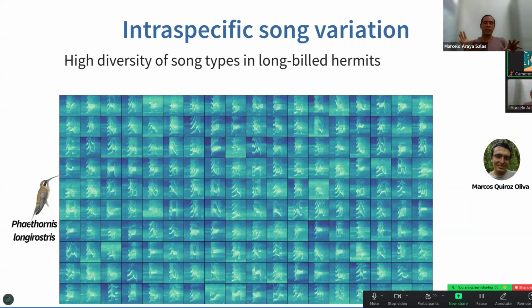So there is so much variation in the structure of these signals across space, within leks, between populations, and also across time. When a few years pass, the structure of the signals will be modified. Sometimes they will disappear. You will have some new ones and so on. So there is so much variation.